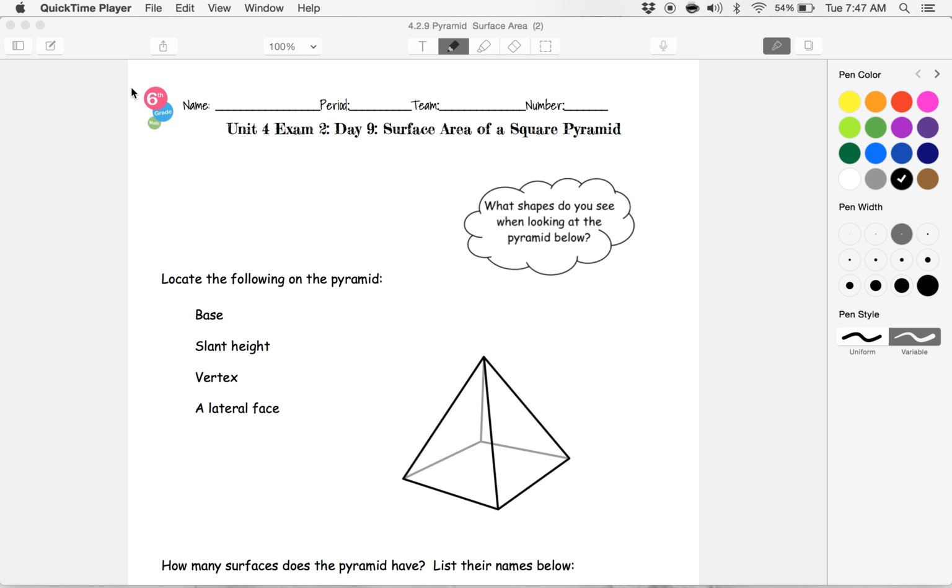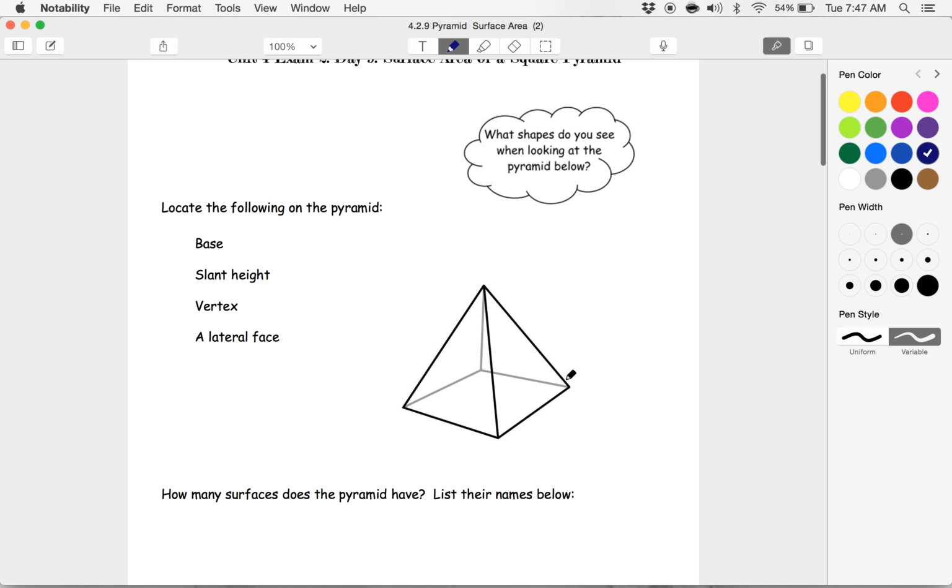With that, though, you guys should have written down your success criteria already, which is that I can find the surface area of a square pyramid. In order to figure that out, we've talked about surface area before. Surface area is finding the area of all the different faces or sides of a shape and then adding them all together. So today we're going to keep doing that same idea, but it's going to have to do with this guy here, which is our square pyramid.